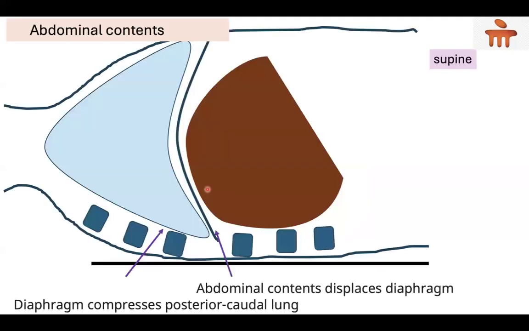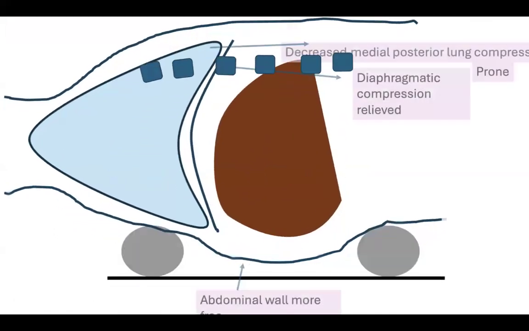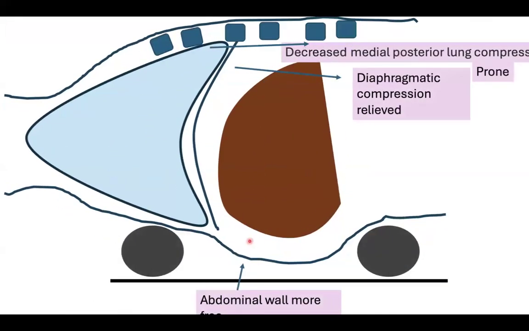This is a similar patient in the supine position, especially under the effect of anesthesia or sedation. As you can see here, the liver or other abdominal contents apply pressure on the posterior caudal aspect of the lung, limiting its expansion. In the prone position, the abdomen will be more free, and the pressure applied on that part of the lung will be less, letting it expand better.